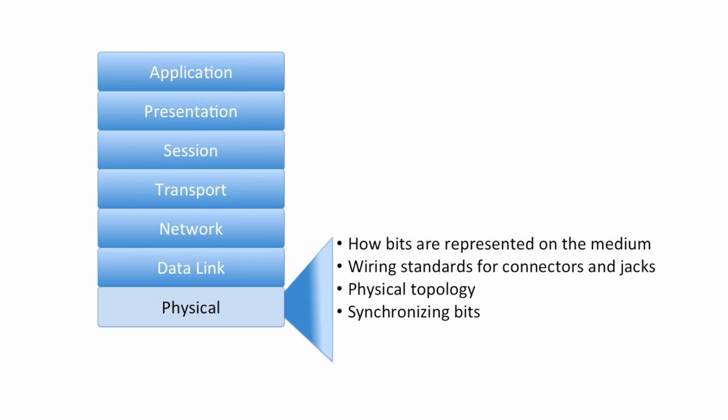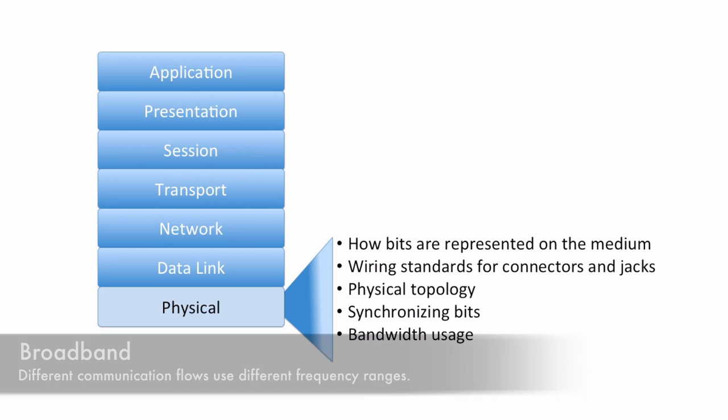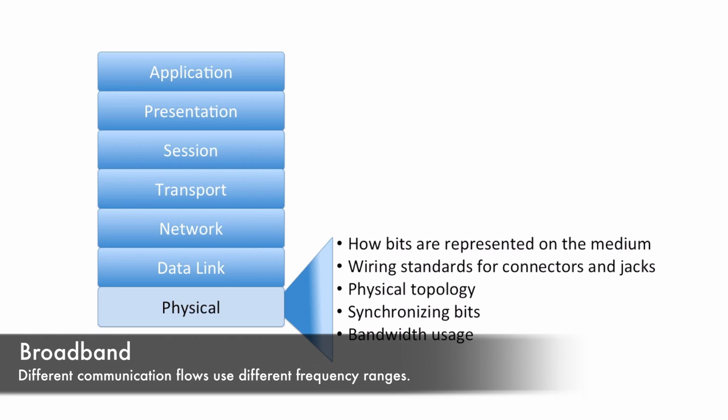Another responsibility at the physical layer is bandwidth usage. We've got some sort of a medium, maybe wireless, maybe a coaxial cable, maybe fiber optic cabling, but there are different frequency ranges that can be transmitted over our medium. One approach to bandwidth usage is broadband. Broadband is going to take the medium, like a coaxial cable or a fiber optic cable, and have different ranges of frequencies, and we can send different transmissions on different frequency bands.